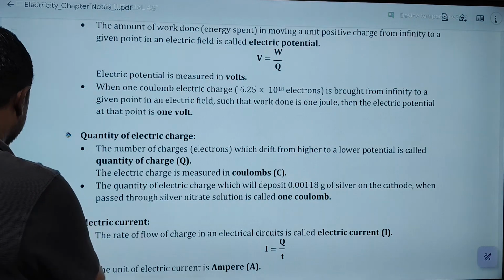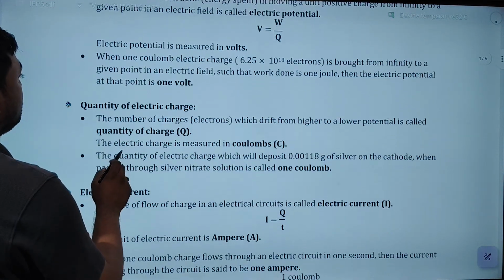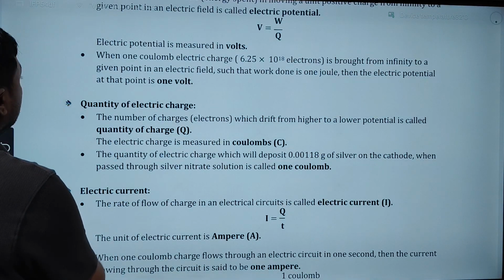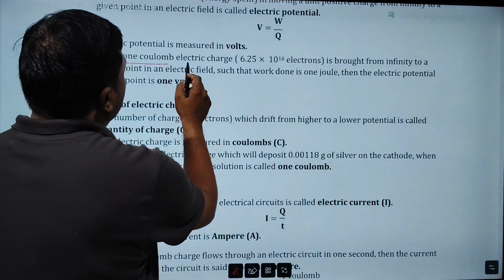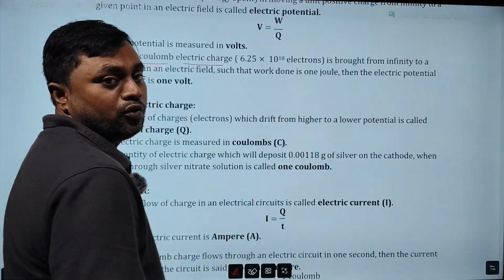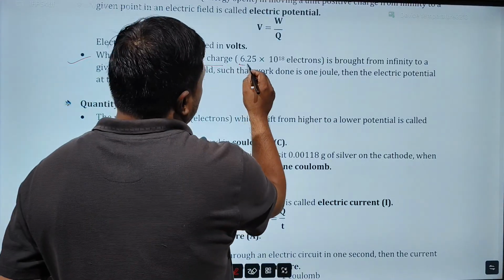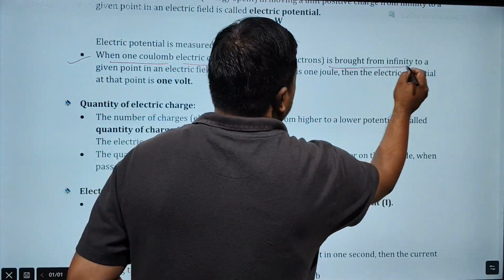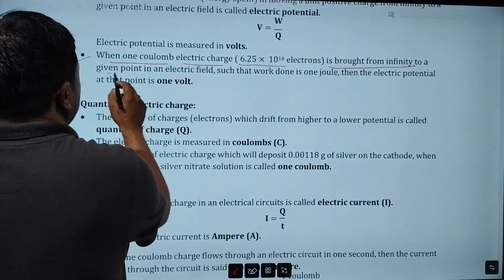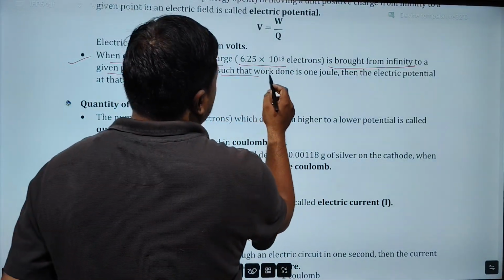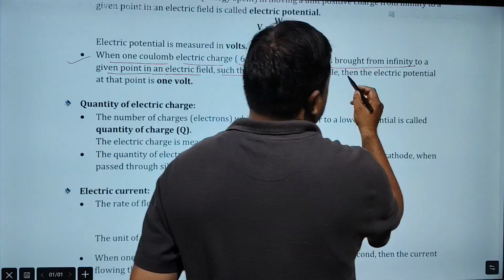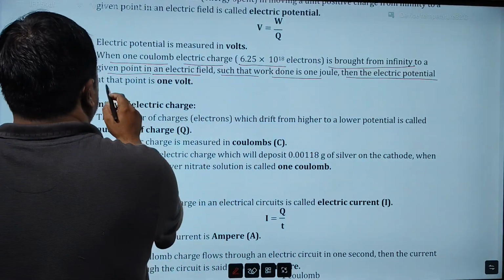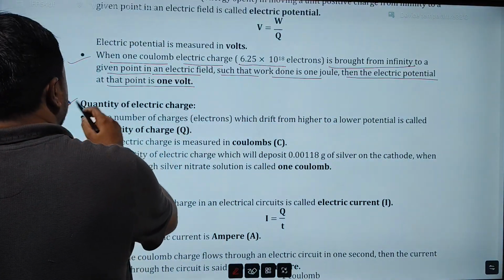Try to understand this. When 1 coulomb electric charge, the value of 1 coulomb being 6.25 into 10 to the power 18 electrons, is brought from infinity to a given point in an electric field such that work done is 1 joule, then the electric potential at that point is said to be 1 volt. Am I clear?